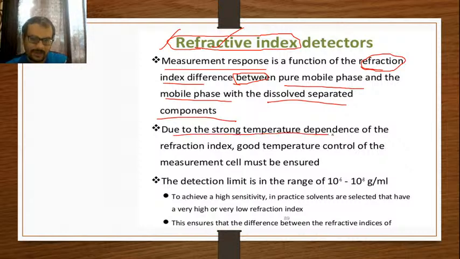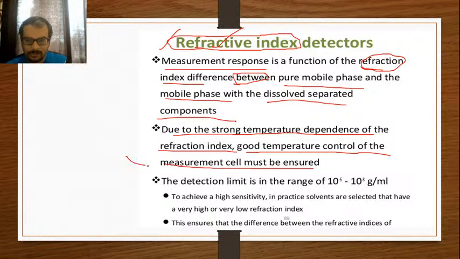Due to strong temperature dependence of the RI, good temperature control of the measurement cell must be ensured. Remember, this is one of the disadvantages of RI detectors, because there are density differences if you change the temperature, and if you change the temperature, the RI will definitely change, and that's why you need to maintain proper temperature stability in case of RI detectors. This is one of the disadvantages of the RI detectors.